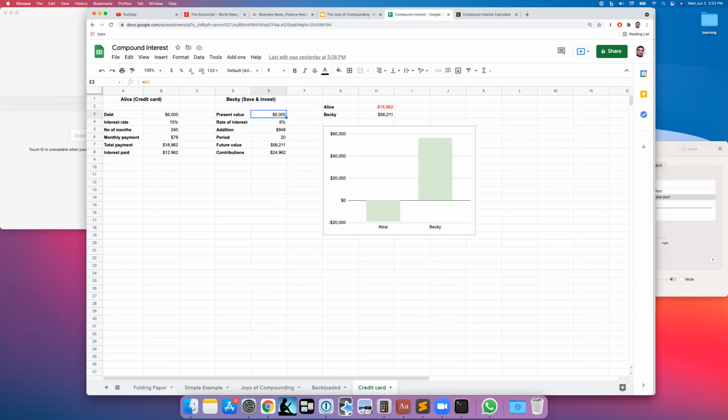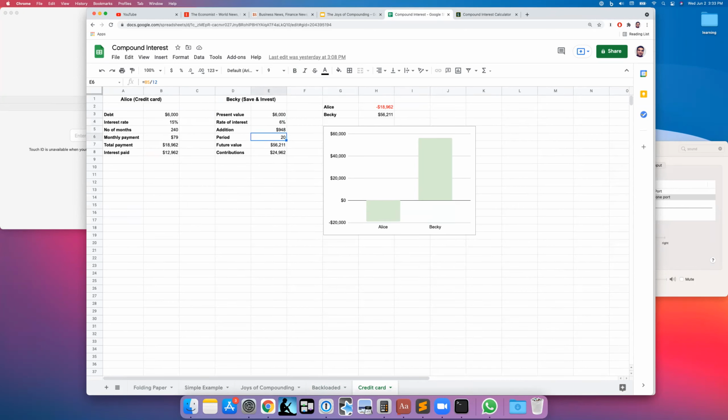Now let's take another person, Becky, who's going to save money, where they are transactors, not revolvers on the credit card. So instead of taking a debt of 6,000, they used that 6,000 to invest in something that is yielding them 6%.